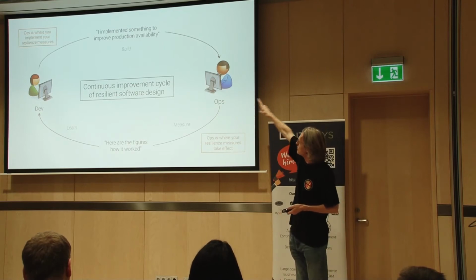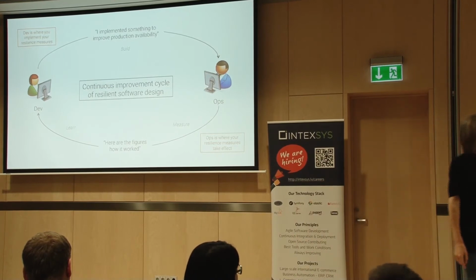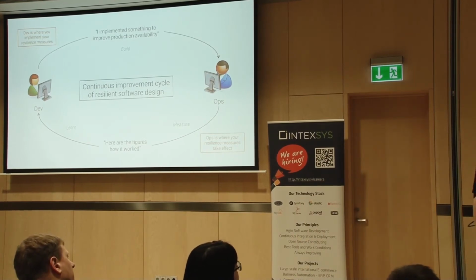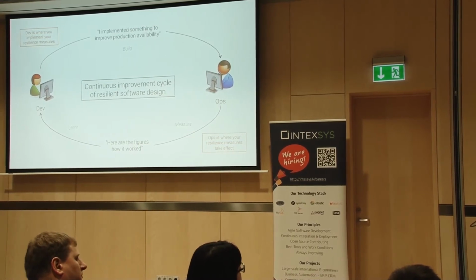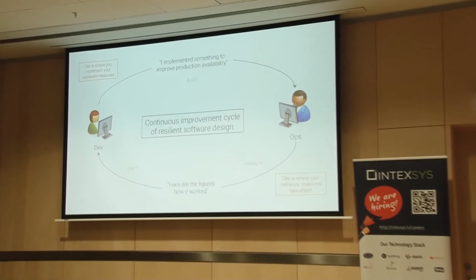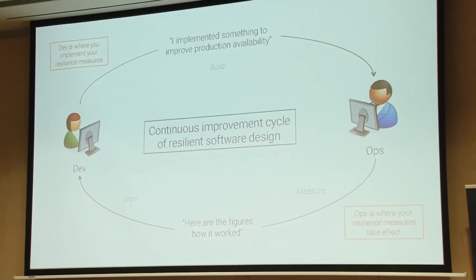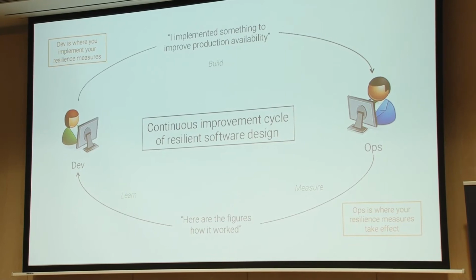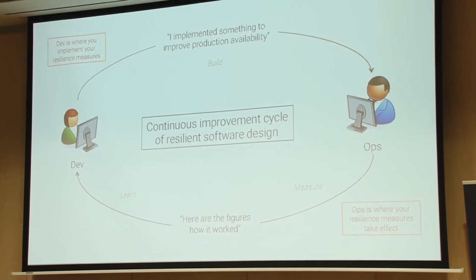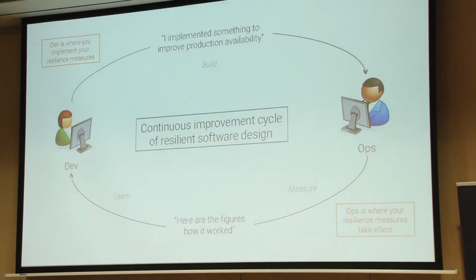So you create some kind of a build, measure, learn cycle. The build, measure, learn cycle basically goes on the dev side. You're going to implement some resilience measure, and hand that over to production and say, here I implemented something which should make your life better in production, so giving you higher availability. On the ops side, you usually have the monitoring where you can see if it worked or if it didn't work. And ops is going to deliver you back the figures. Here is how it works, what you just did.